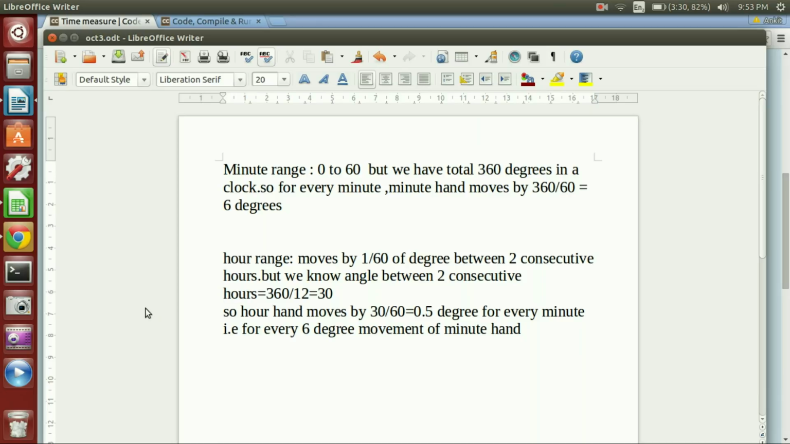Movement of minute hand. We all know that minutes can be from 0 to 60, right? And also we know that a clock has 360 degrees. So from this we can conclude that for every minute, the minute hand moves by 360 by 60, that is 6 degrees. And for the hour hand, we are given some data, that is the hour hand moves by 1/60 of its degree between two consecutive hours, but we also know that the angle between two consecutive hours will be equal to 360 by 12, right? That is 30. So the hour hand moves by 30 by 60, that is 0.5 degree for every minute, that is for every 6 degree movement of minute hand.